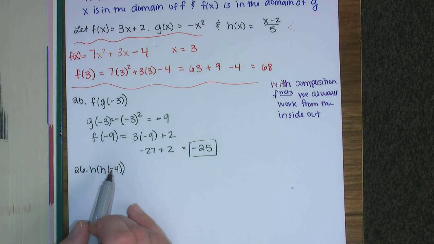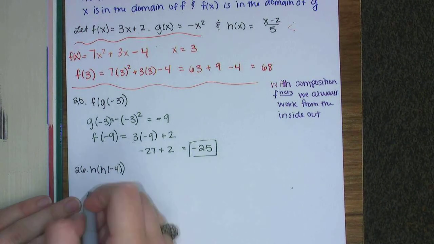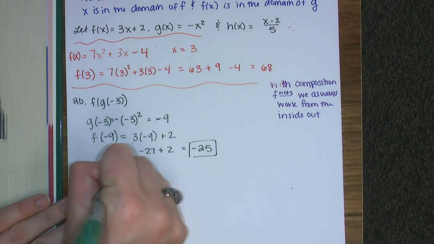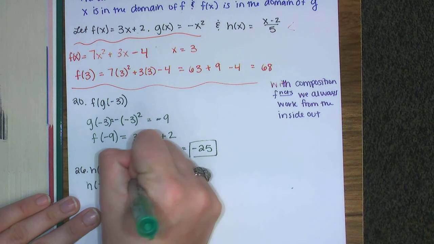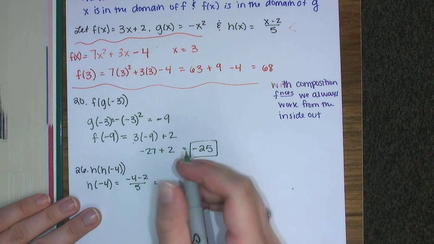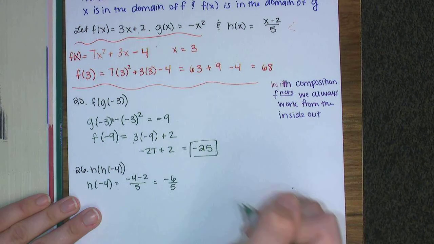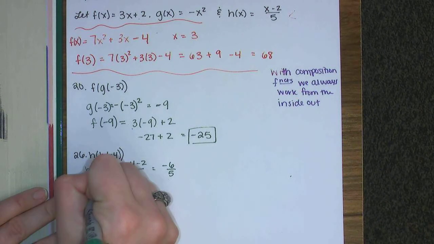So h of negative 4, well, h of x is x minus 2 over 5. So h of negative 4 is equal to negative 4 minus 2 all over 5, which is negative 6 over 5. So now I want to know what h of negative 6 over 5 is. So now I plug this in to here, which gives me negative 6 over 5 minus 2 all over 5.